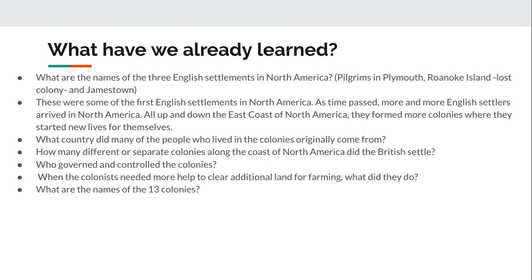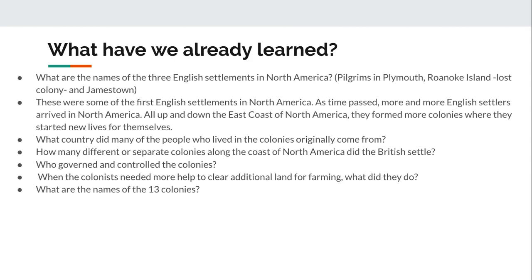As time passed, more and more English settlers arrived in North America. All up and down the east coast of North America, they formed more colonies where they started new lives for themselves. What country did most of the people who lived in the colonies originally come from? Do you guys remember? That's right, Great Britain.